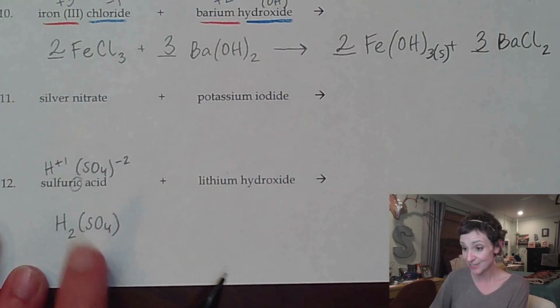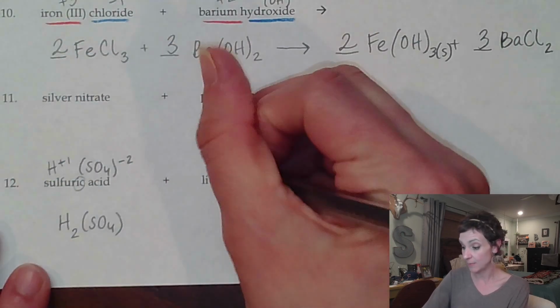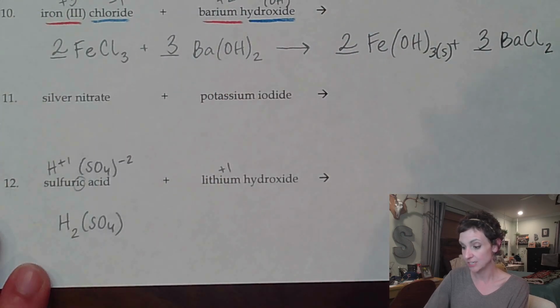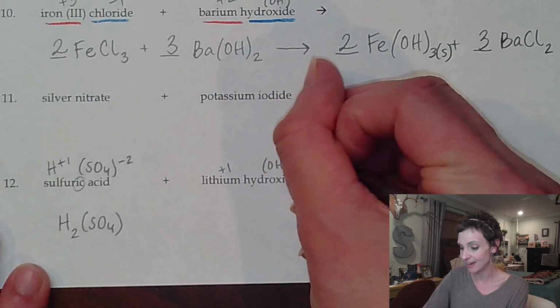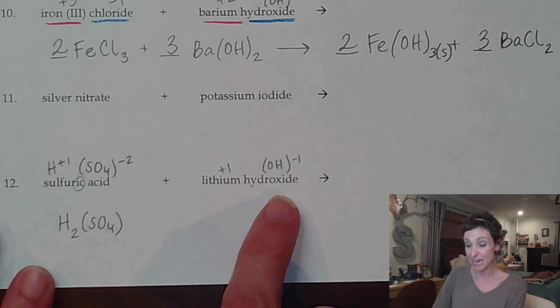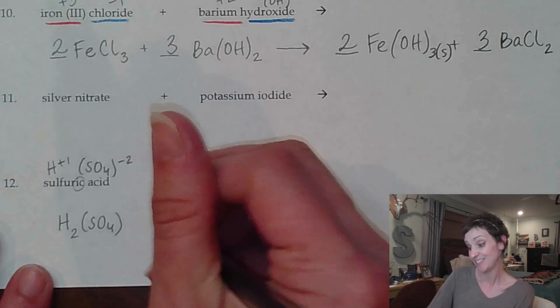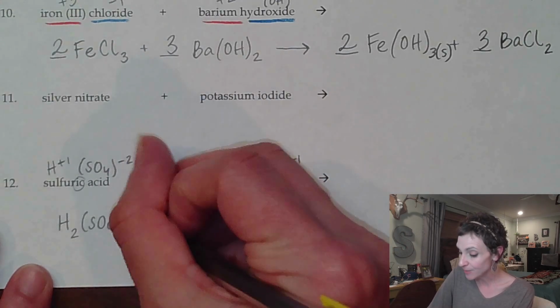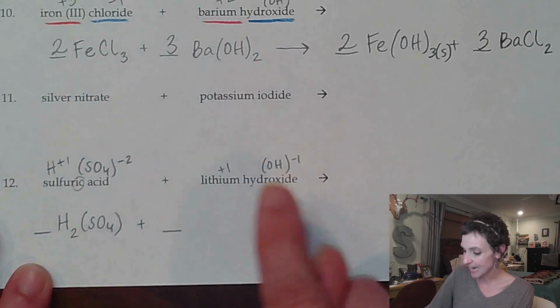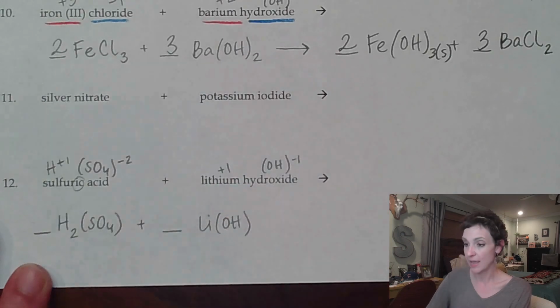Okay, so I've got my sulfuric acid back to number 12. Then I've got lithium hydroxide: plain old lithium, a group 1 metal with a +1 charge, and hydroxide, a polyatomic ion. It looks like I've got an acid and a base. I bet this is going to be a neutralization reaction where I'll make HOH, water. We'll have to see. My formula for lithium hydroxide, in a 1-to-1 ratio, will be LiOH.